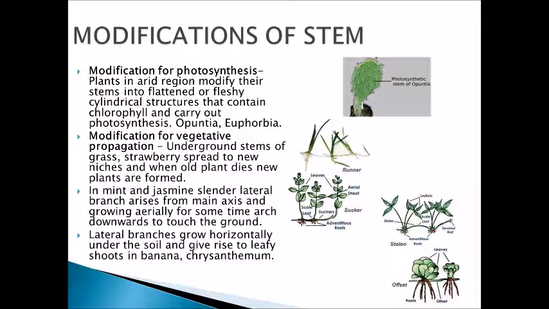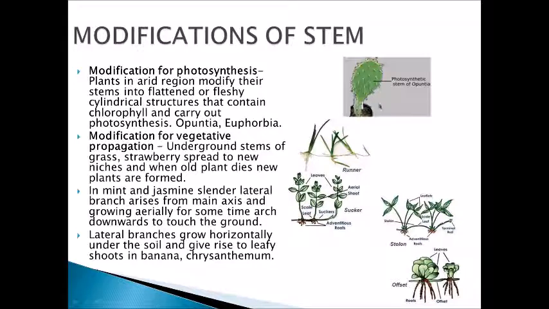The next modification is for photosynthesis. We know that photosynthesis is the main function of the leaf, but in certain plants, the leaves are very small or less in number. In that case, the stem becomes photosynthetic and prepares the food. The example is cactus plant or Opuntia plant.